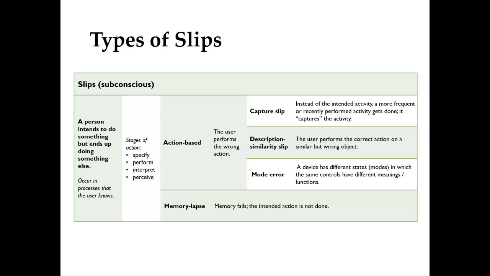Then we have mode errors. A mode error is when a device that the user is using has different functions that are located in the same space, but they work differently depending on what function is activated on the machine. Then we have memory lapse slips. In these, memory just fails. The person doesn't remember that they are going to do something, and they just don't do it.